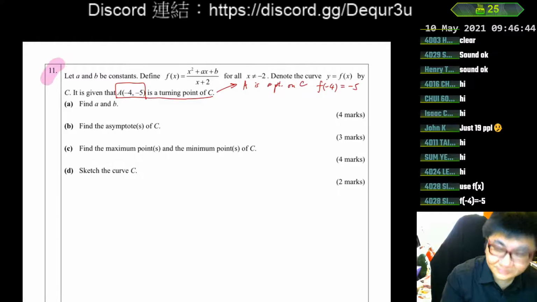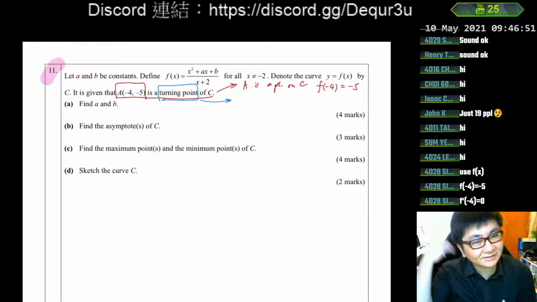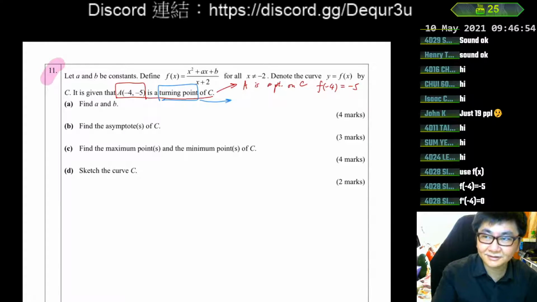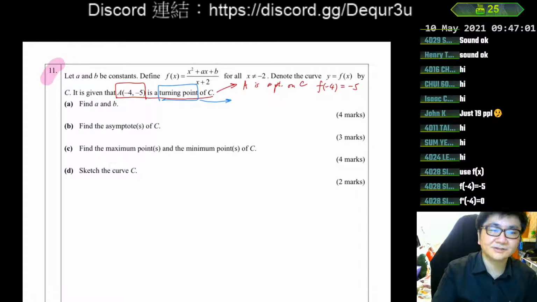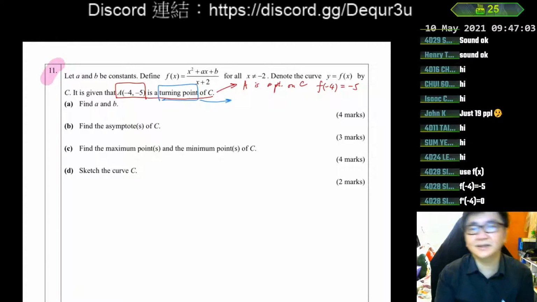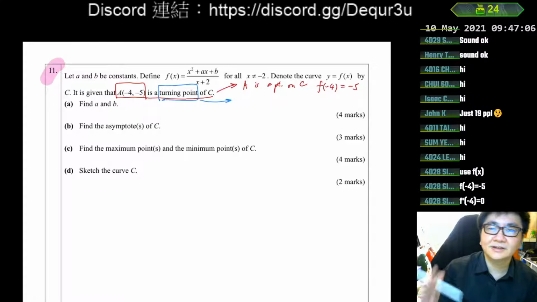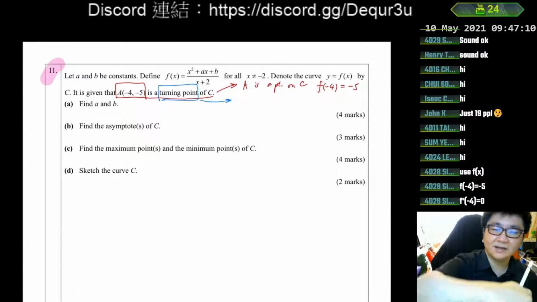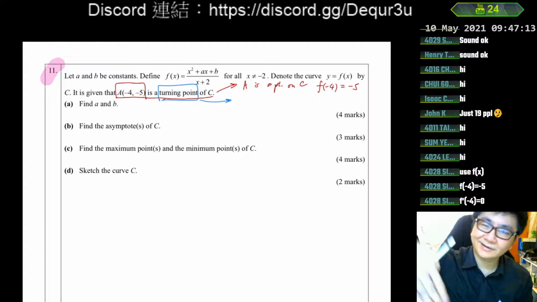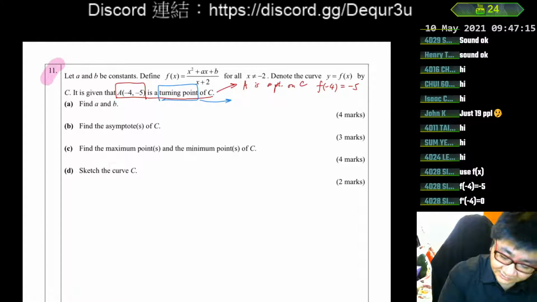The other information will be that A is a turning point. By turning point, it means that if we do the usual finding turning point process, we differentiate to get f dash, and then put the x into it, it will be 0. Because turning point means either it is a maximum, going up and then down, or a minimum, going down and then up.